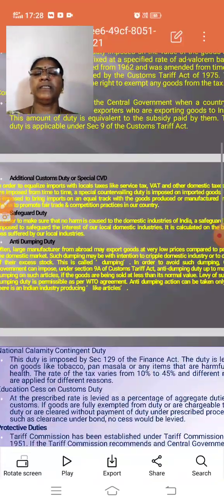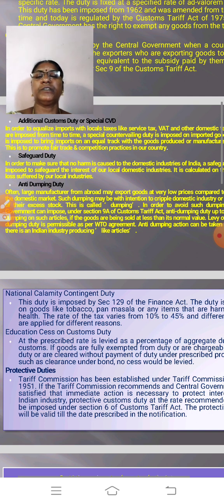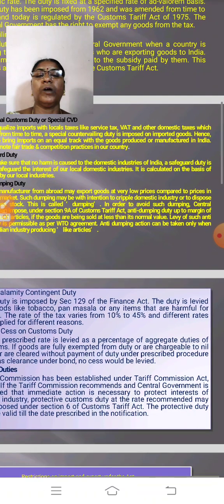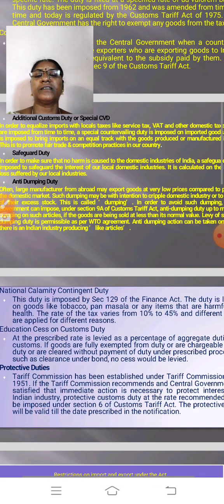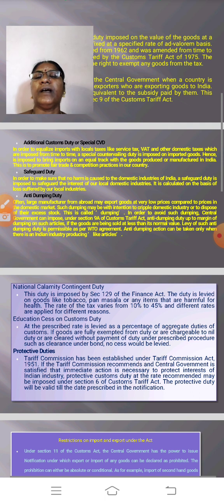National Calamity Contingent Duty. This duty is imposed by Section 129 of the Finance Act on items like tobacco and pan masala, or any items that are harmful for health. The rate of the tax varies from 10 percent to 45 percent. There is also an education cess on customs duty, and the prescribed rate is reviewed as a percentage of the aggregate duties of customs.